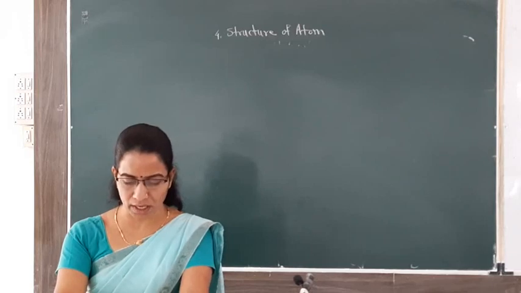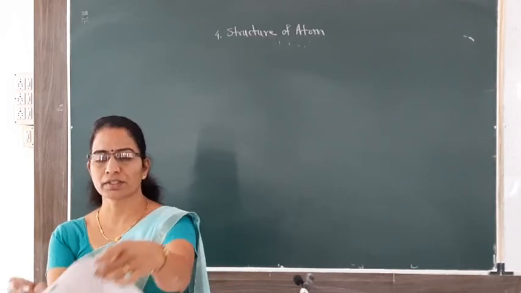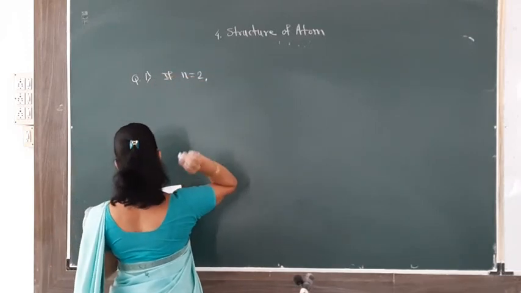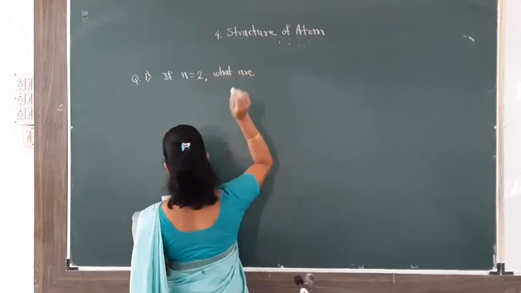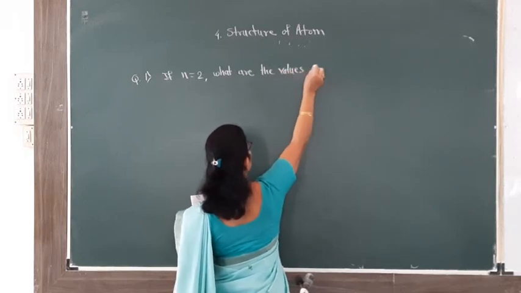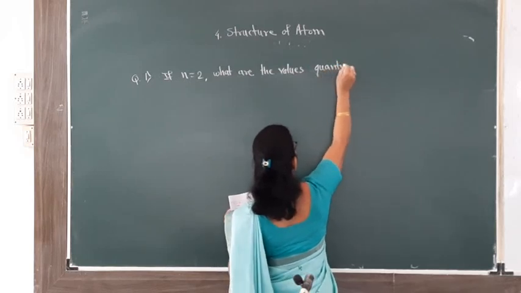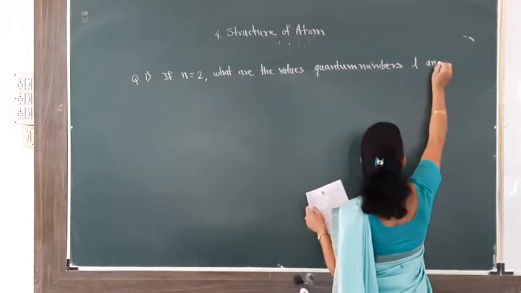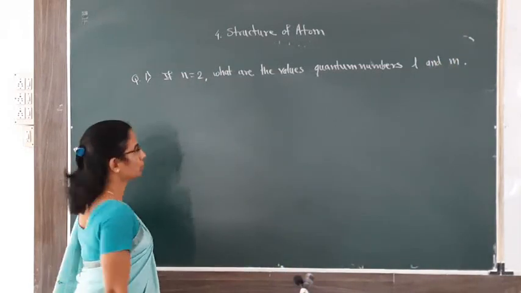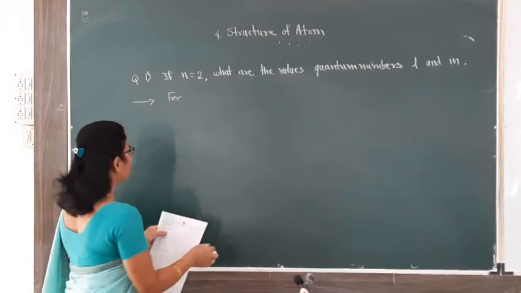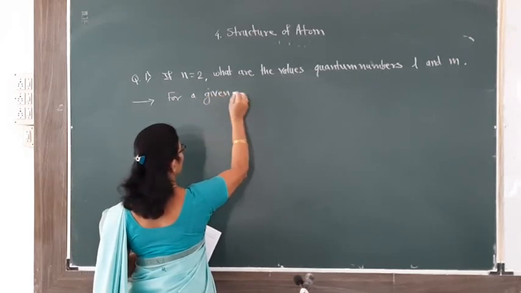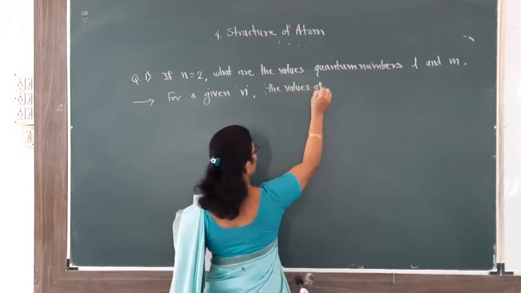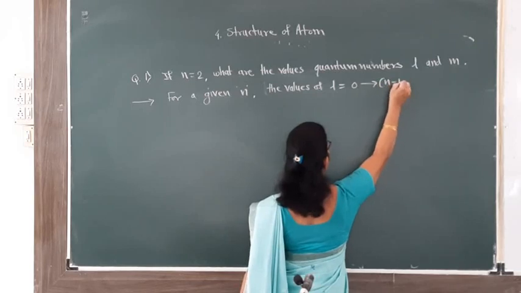Now let's see how the questions are asked in the exam. Let's see the first question. If n is equal to 2, then what are the values of quantum numbers L and ML? Very simple. Now here we know that if you know the value of n, then for a given n, the values of L are given as 0 to n minus 1.